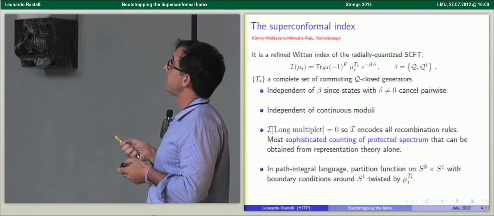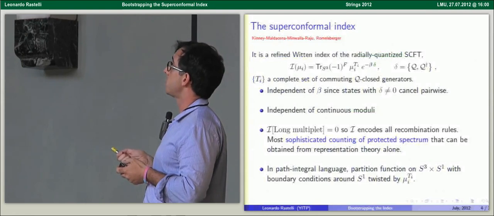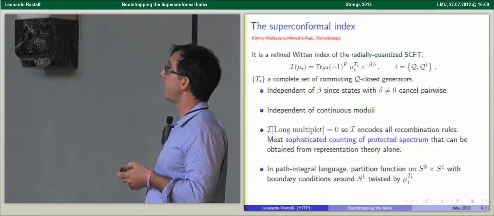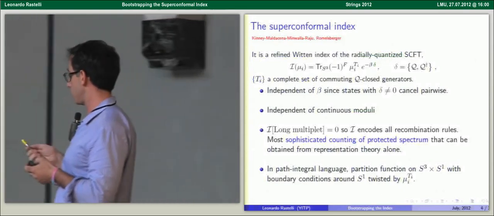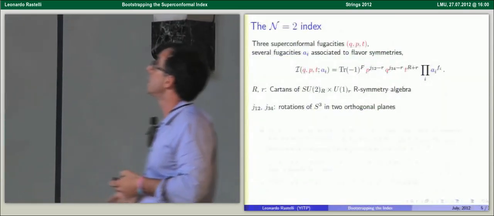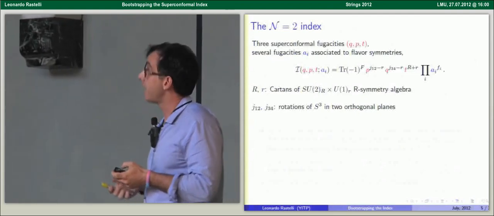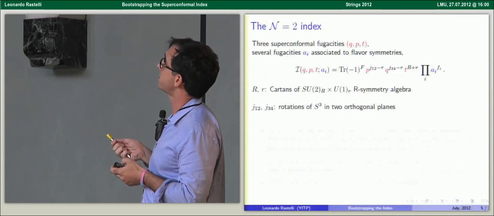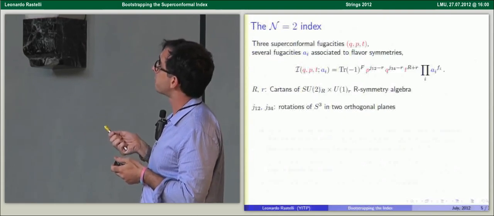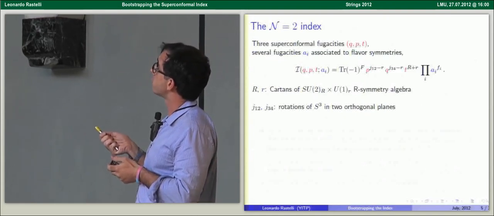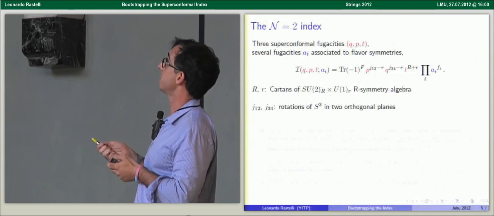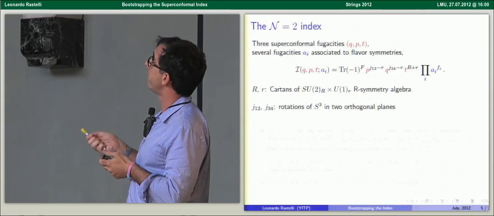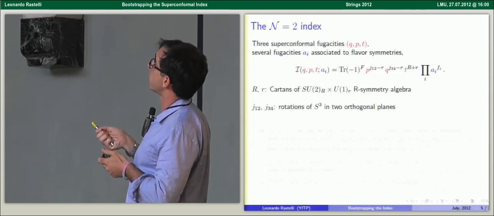And if you prefer a path integral language, you're taking the theory on S3 times S1, where this S1 is the temporal circle, and twisting boundary conditions so as to account for these fugacities. Now, today we will look at N equals 2 superconformal field theory in 4 dimensions, and then the index is a rather sophisticated object which depends on 3 of these superconformal variables, which are in red here, and you can see they account for various generators of the superconformal algebra.